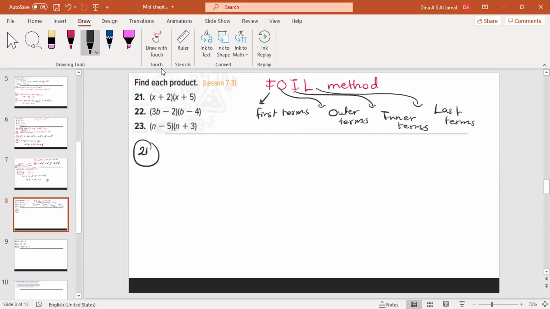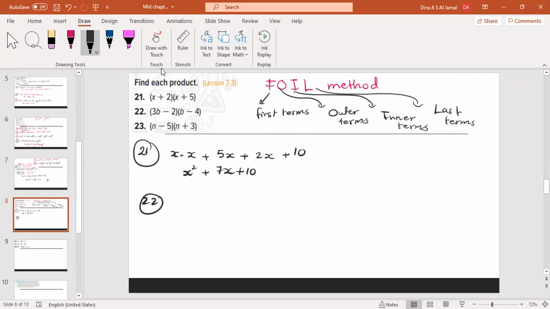So let's multiply the first two terms, x by x, plus the outer terms, 5x, plus the inner terms, 2x, plus the last terms, 2 multiplied by 5, which is 10. That means x squared plus 7x plus 10. Let's go to 22, the same method.